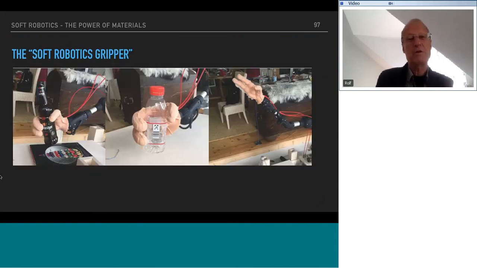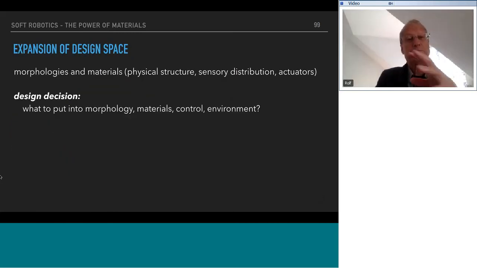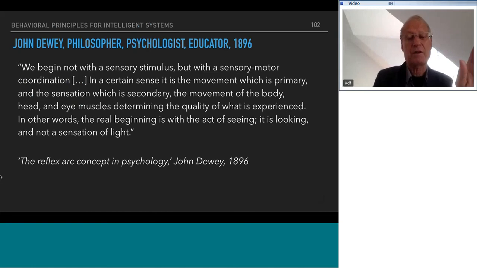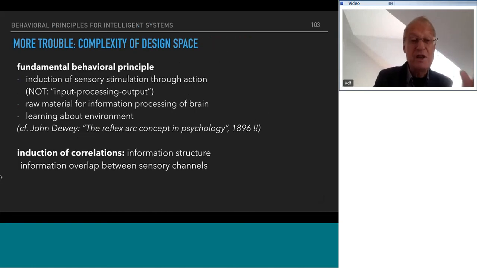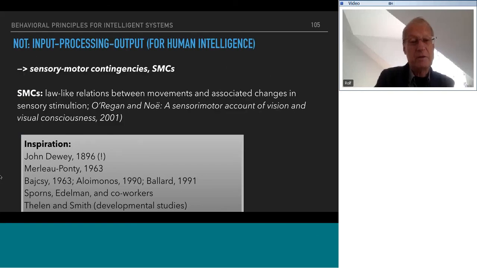Okay, now we do a robotics gripper. We can't use a balloon in the bar because we don't want to dip the balloon into the glass. So we have to build a gripper. And now this leads to an expansion of the design space. I think I'm going to skip this. It would have been really interesting, but in the interest of time, I'm just going to skip it.